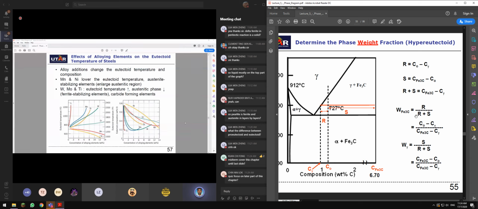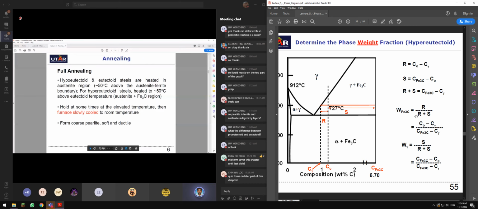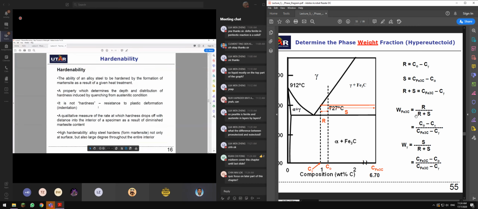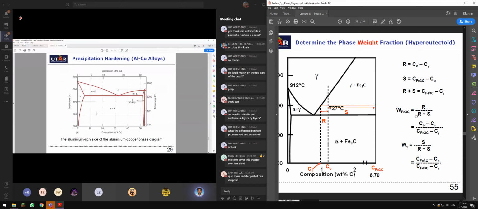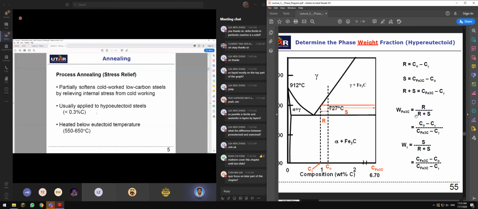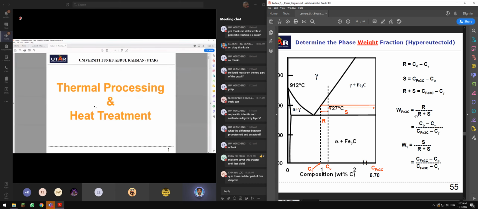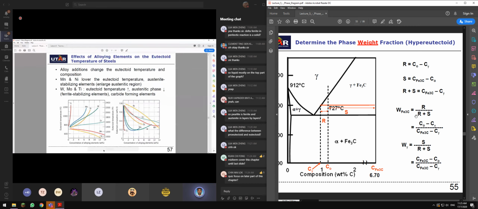The quiz won't focus on this chapter, because supposedly I needed to finish this chapter today, but we don't have time. So the quiz will be focused on next week's chapter, which is chapter 6, thermal processing and heat treatment. I'll be uploading these later.